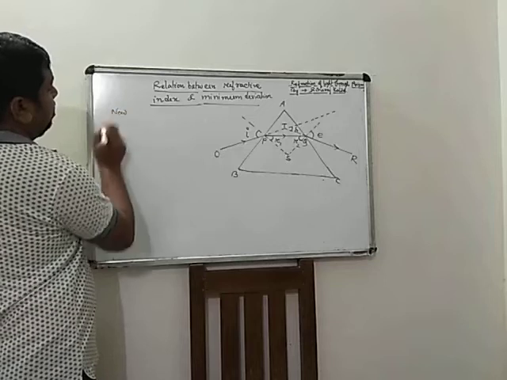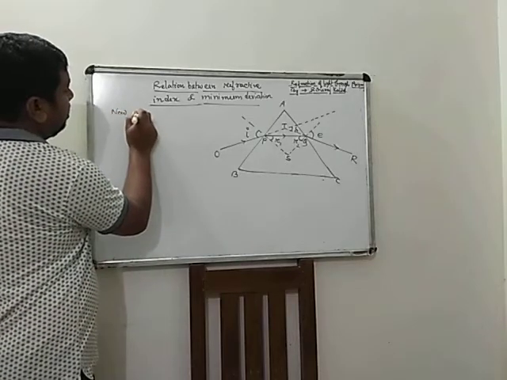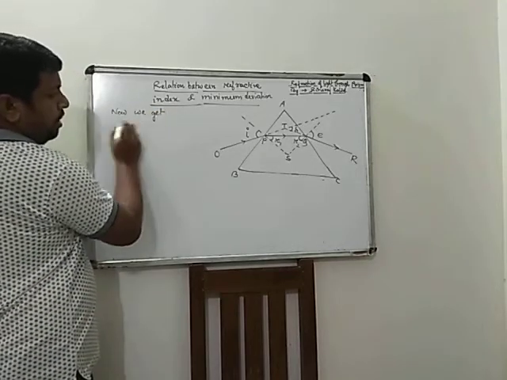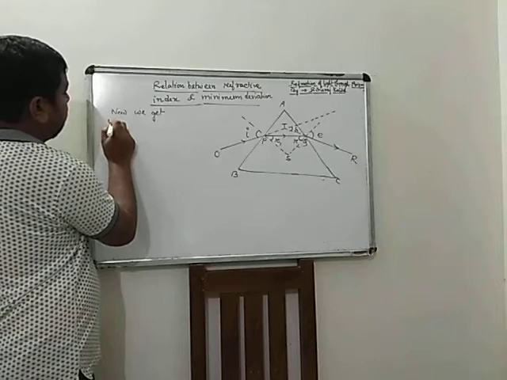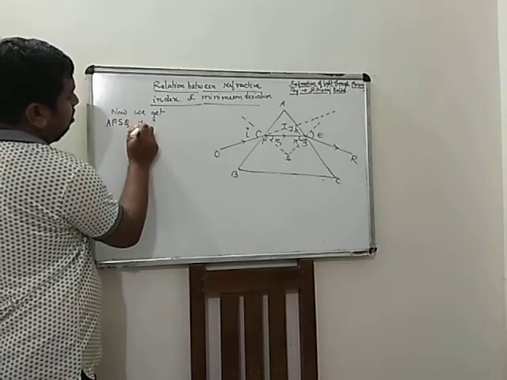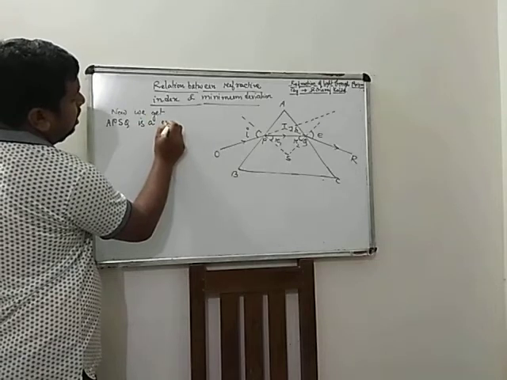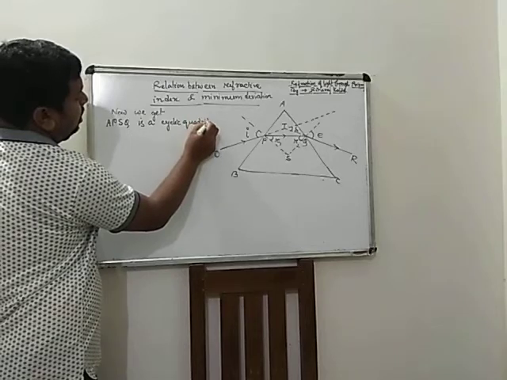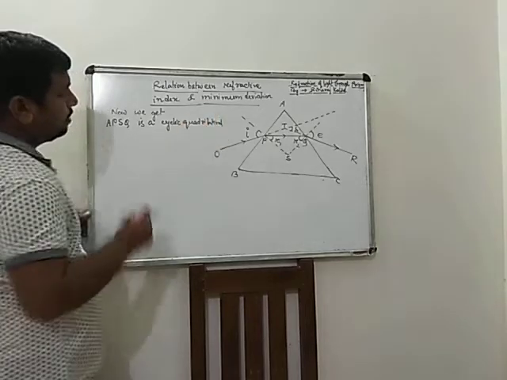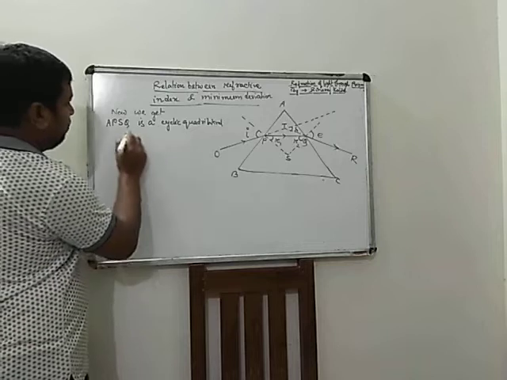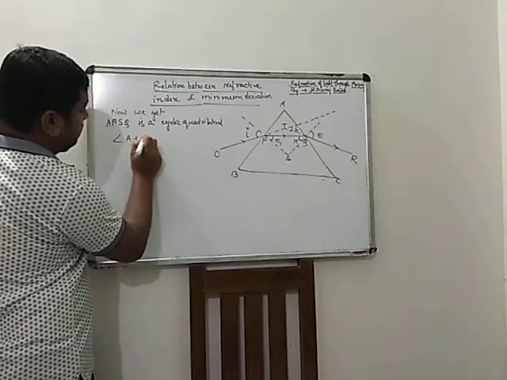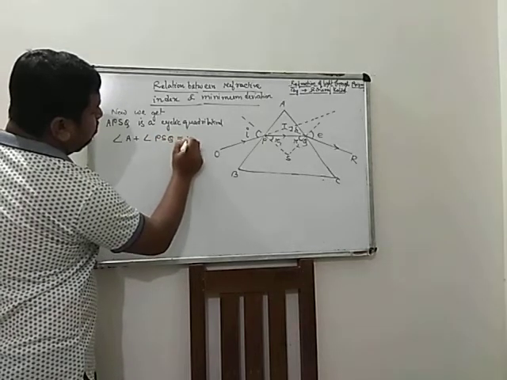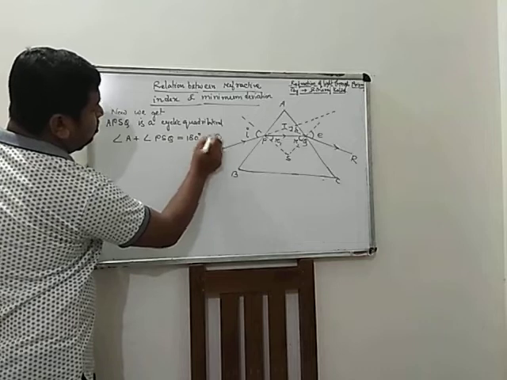Now we get APSQ is a cyclic quadrilateral. Therefore angle A plus angle PSQ equal to 180 degrees. Equation 1.